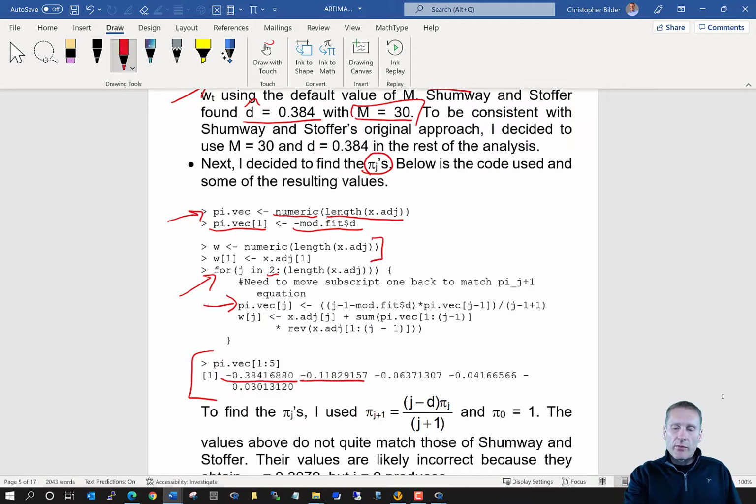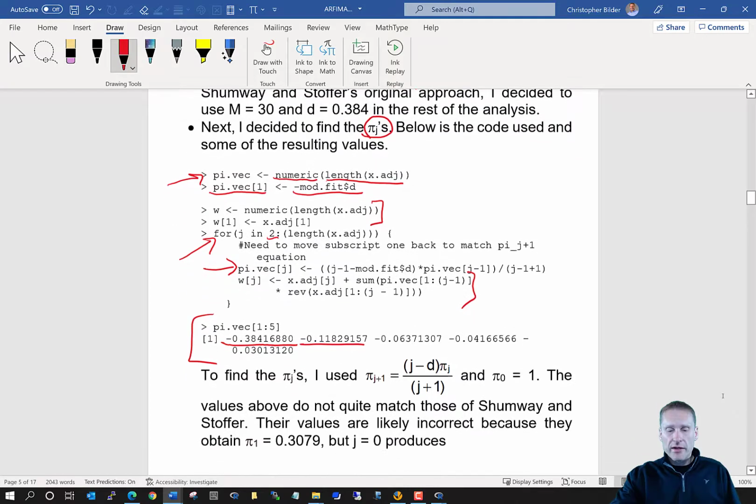Now note I also work with some stuff trying to find the w's, the residuals. We'll talk about that a little bit later as well.